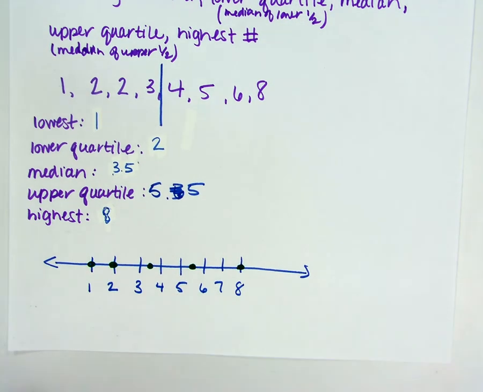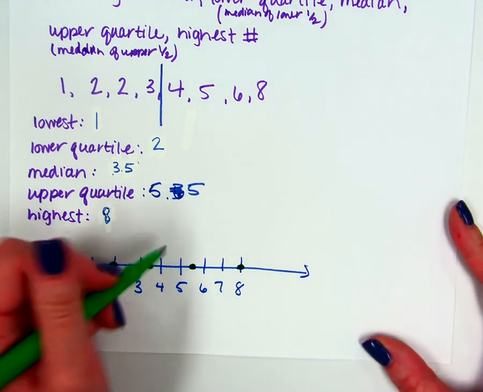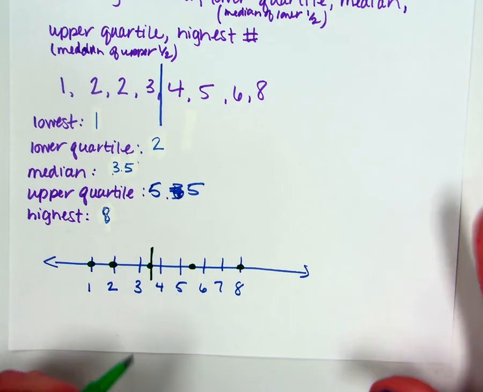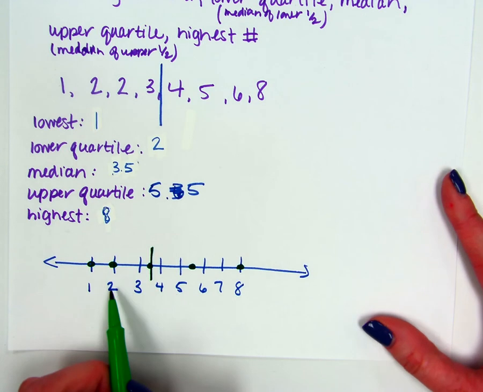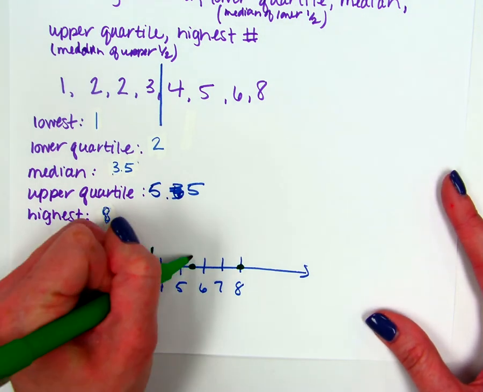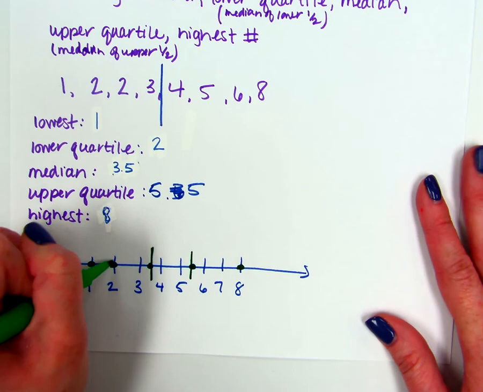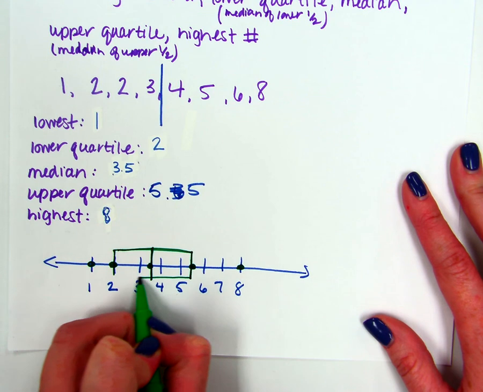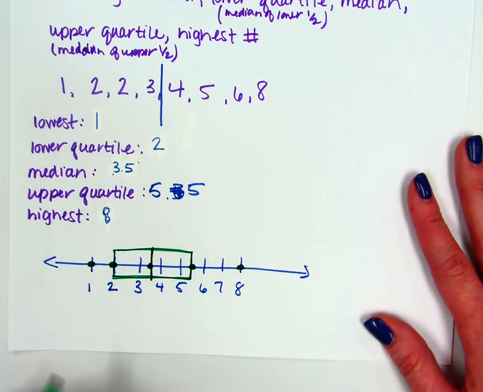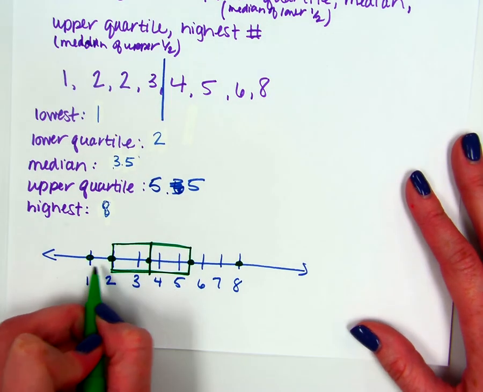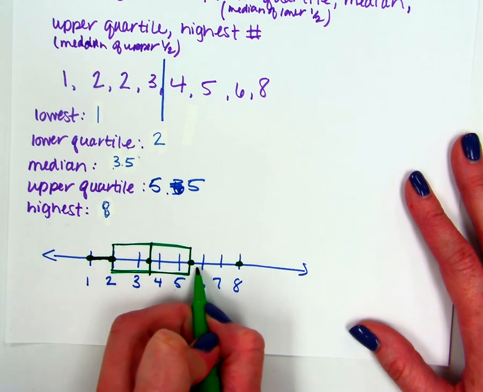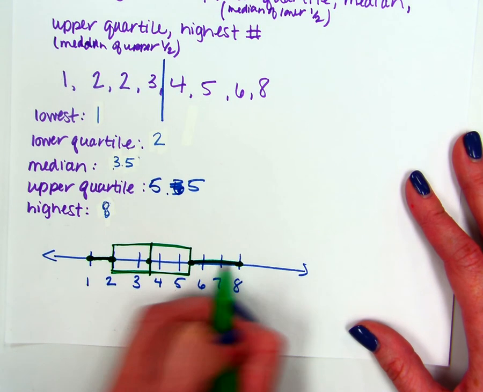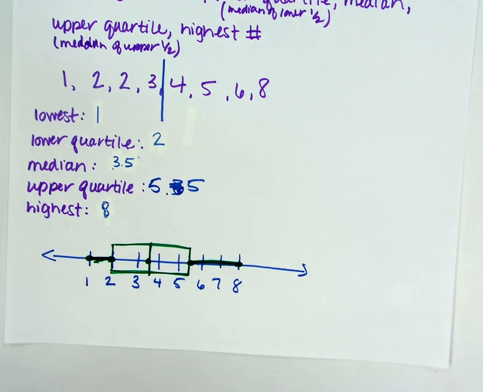So here, we're going to find our median, which we have is 3.5. We're going to draw a line right through there, just like that. And we're going to make a box from our lower quartile to our upper quartile. So we're going to draw lines straight through here, just like this, and connect those into our little box here. And then the very last thing we're going to do is shade between our lowest and our lower quartile and our upper quartile and our highest. And that is your box and whisker plot.